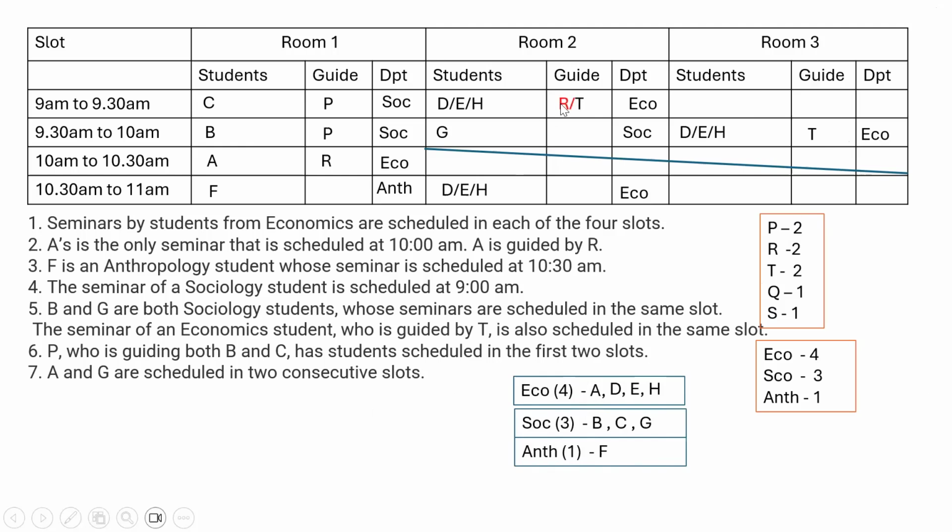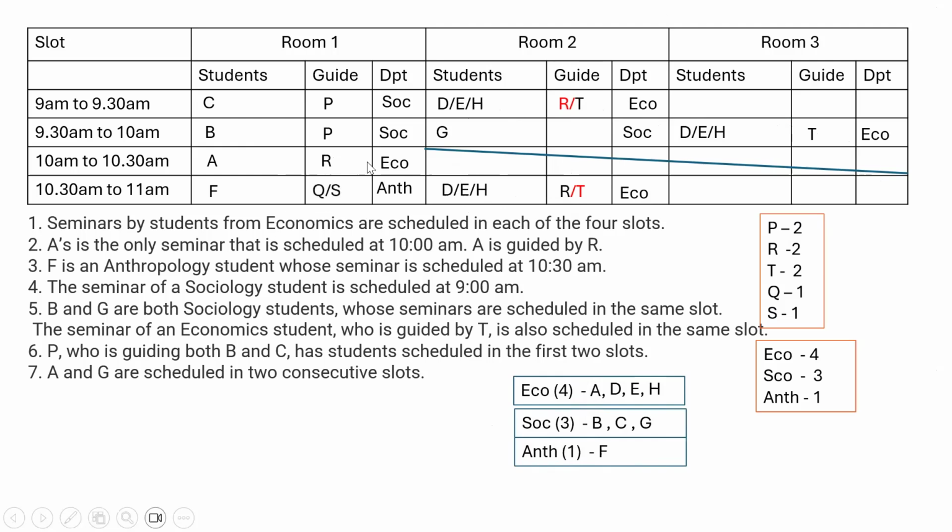But R cannot be here because of the consecutive slot information in the paragraph: the guide who is guiding in the first slot will guide in the second slot also. So this makes it clear that T will be guiding in the first slot because T is there in the second slot. And R will be in the last slot because R is there in the third slot also in room 1. So this fulfills the consecutive slot requirement. Now we have R and T, and the remaining are Q and S.